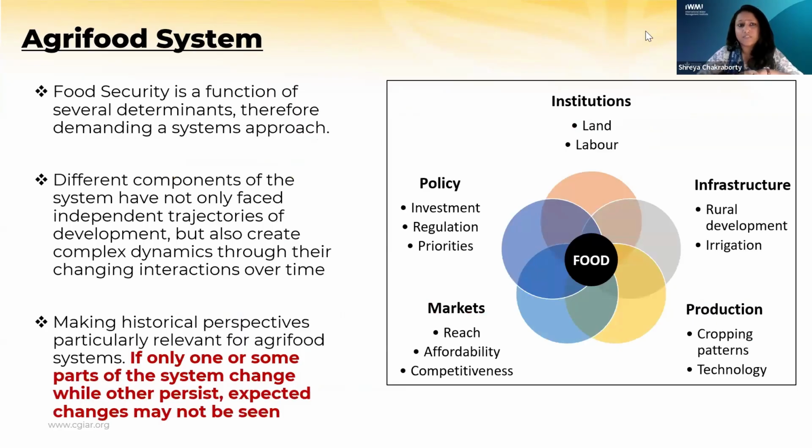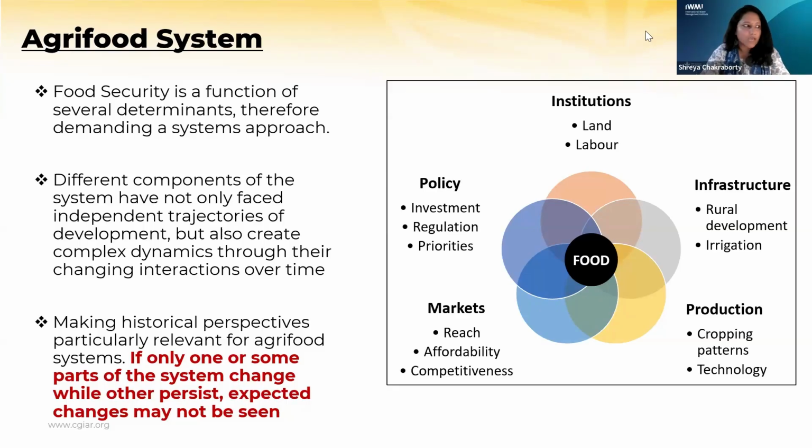Now, from a food systems perspective, history becomes even more important, because you're looking at a very complex system. You're not just looking at food. Food is just the outcome. But food security as an outcome is a function of so many determinants. You need production, you need markets, you need policy and institutions to work in your favor, and you need infrastructure that is aligned. So when you look at a system, historical perspectives become even more important, because different parts of the system move differently.